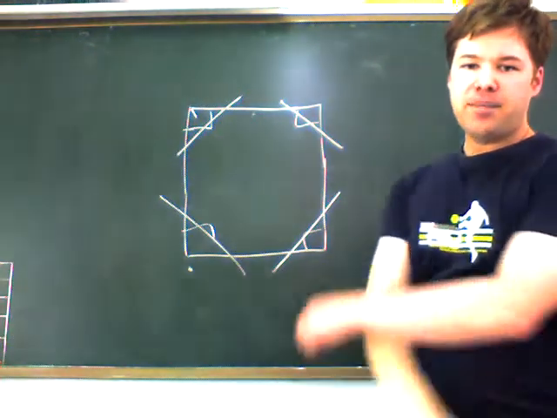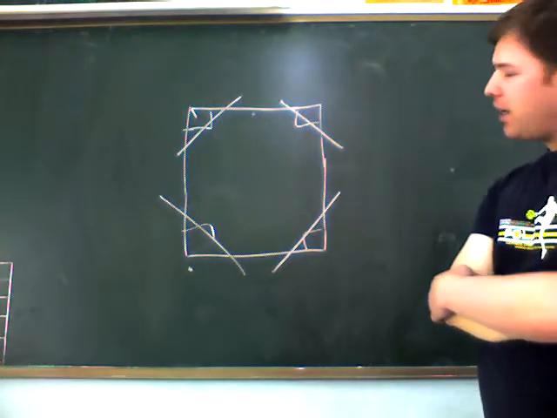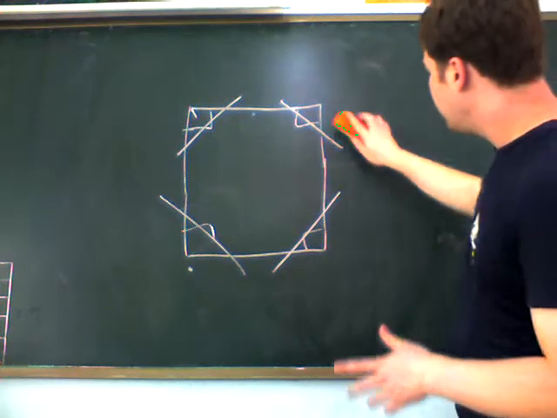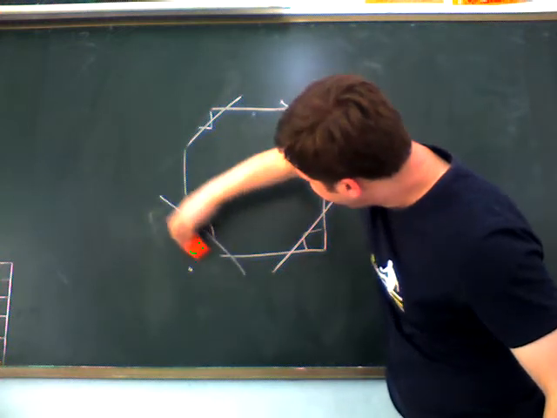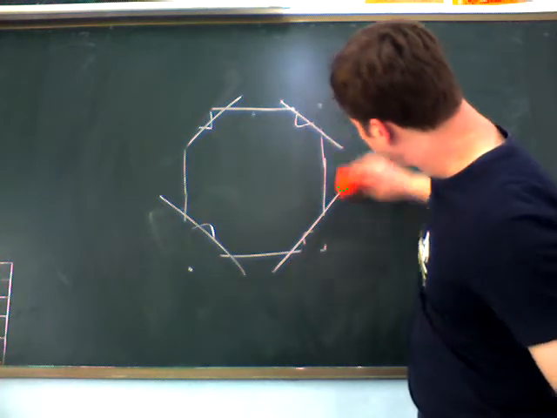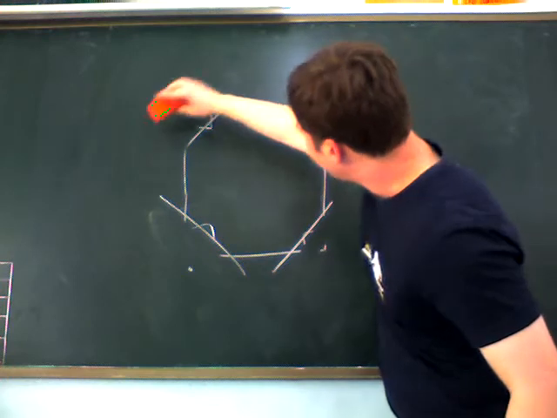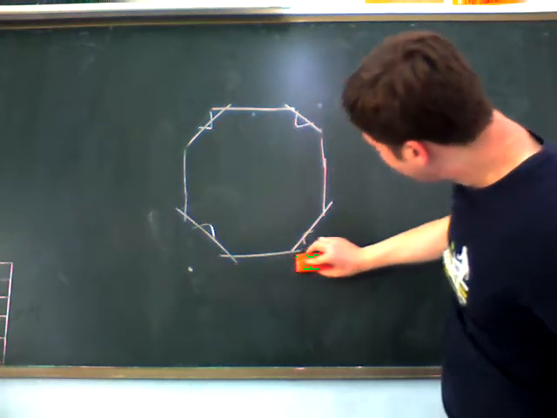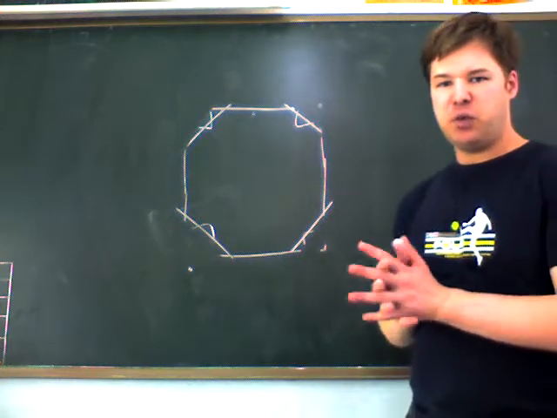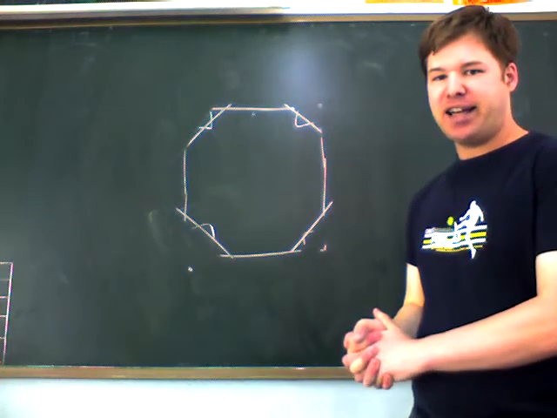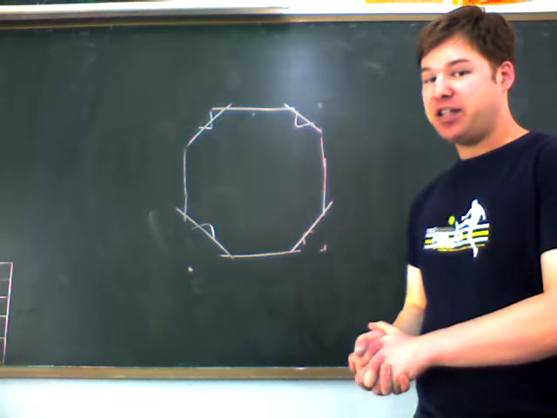Then let's erase this extra stuff on that side, on that side, here, and here. The extra long lines, get rid of those also. Now that was interesting. We just cut every one of the angles in half, and we just got an octagon.